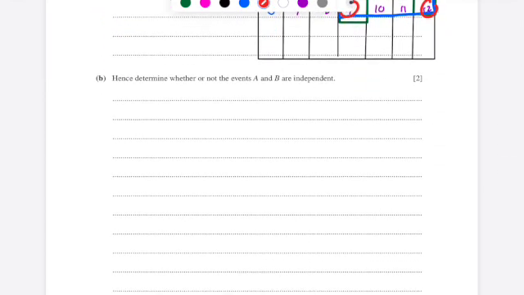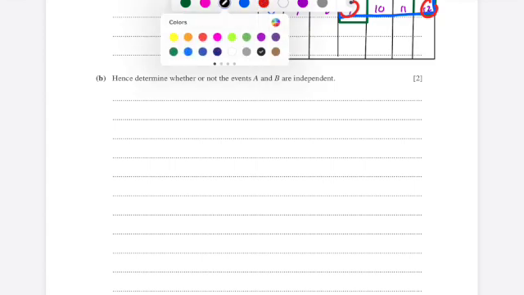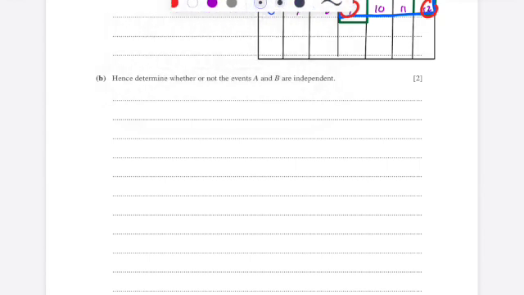Hence determine whether or not A and B are independent. So for A and B to be independent, I have to use the concept. What is the concept for A and B to be independent? Probability of A intersection B should be equal to probability of A times probability of B. So probability of A intersection B was 5 upon 36.